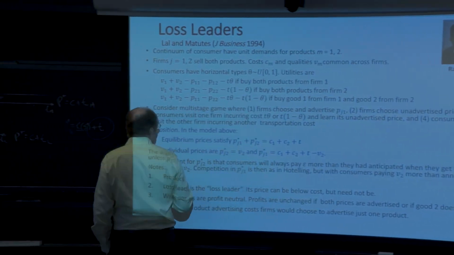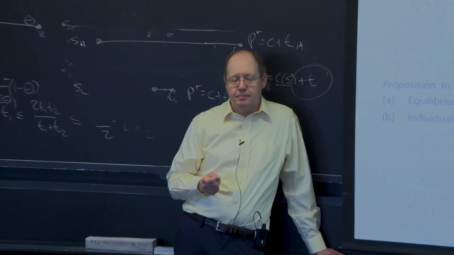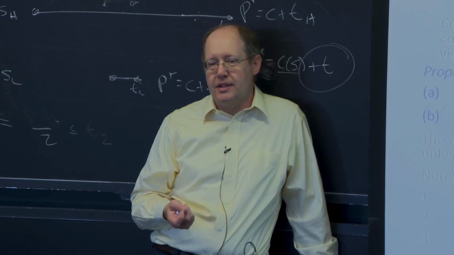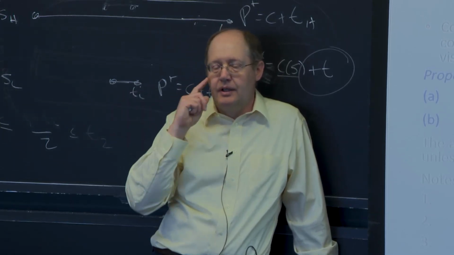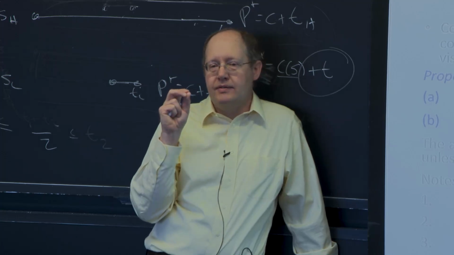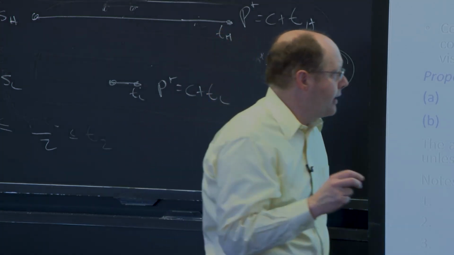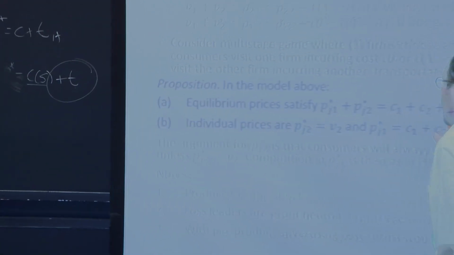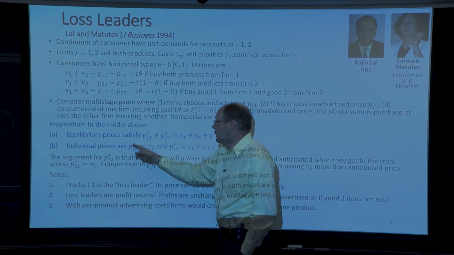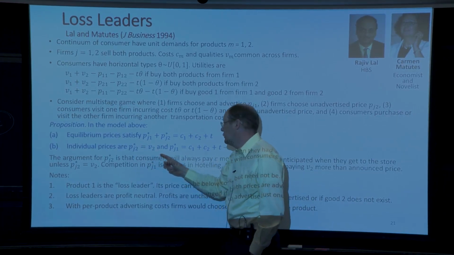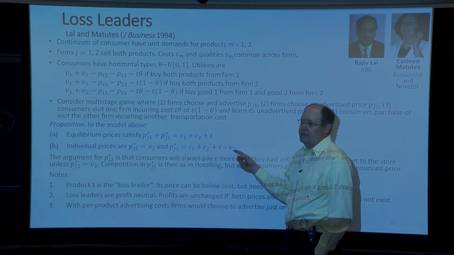Proposition first. In the above model, equilibrium prices satisfy P1 star plus P2 star equals C1 plus C2 plus T. Again, this is just the Hotelling competition on a line model. In equilibrium, the price of the bundle is going to be C plus T. But the individual prices are not like C plus T over 2 for each. The individual prices are P2 star equals V2, and P1 star is C1 plus C2 plus T minus V2.